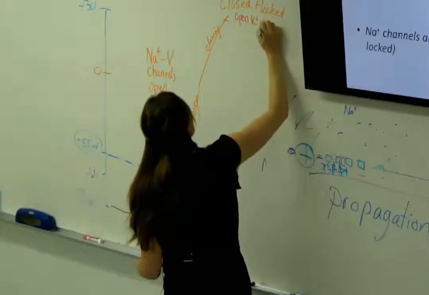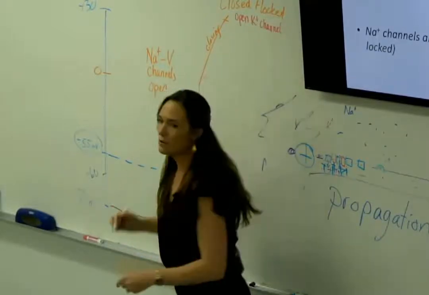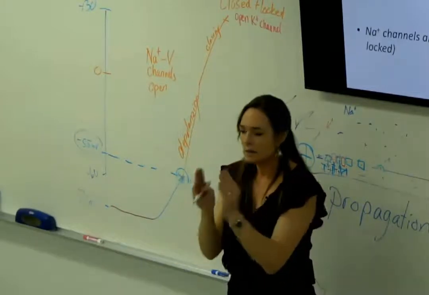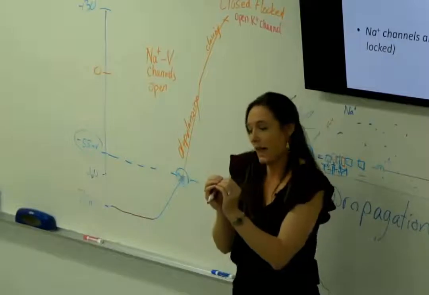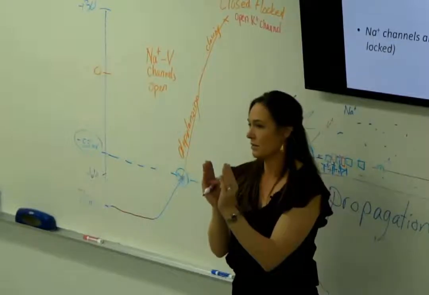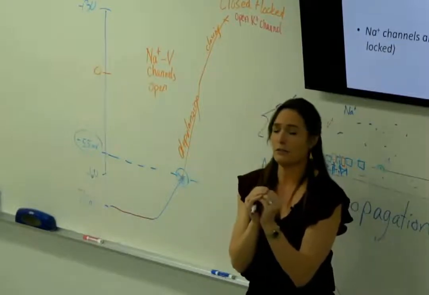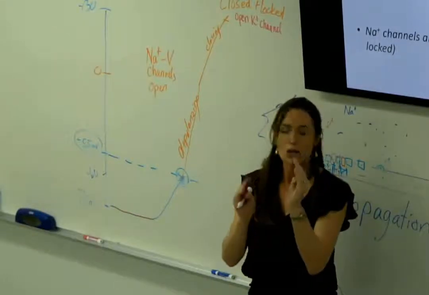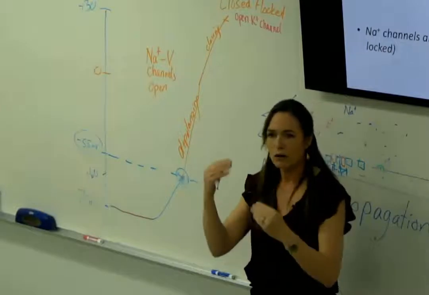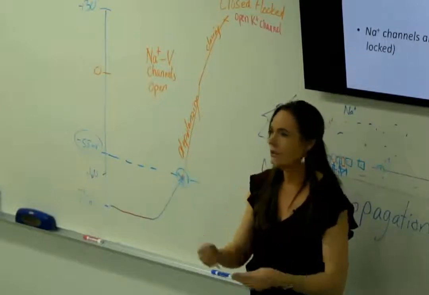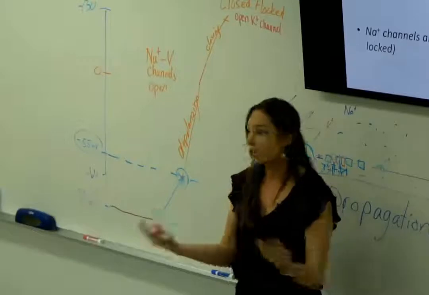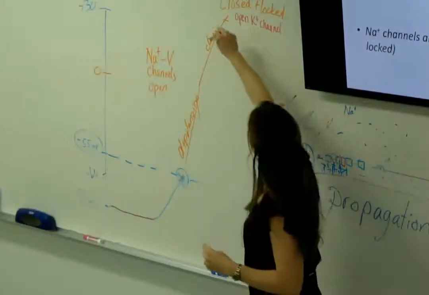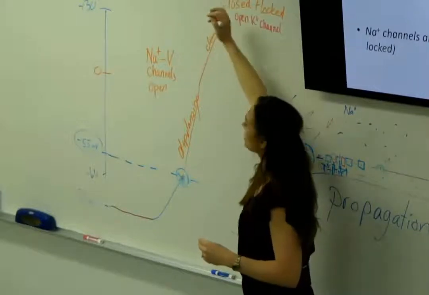Before I move on, that's why I want you to realize each channel is its own. Some channel, sodium, says at minus 55, I open. Potassium says minus 55 does nothing for me. Potassium just says at plus 30, I open. So each channel has its own trigger of what's going to open it and what's going to close it. But they're all voltage gated channels because it's the level of voltage that did it. So open potassium channel, that's happening at plus 30.